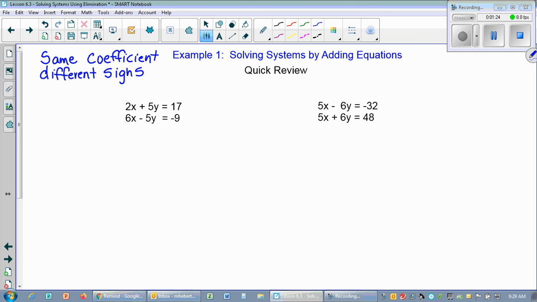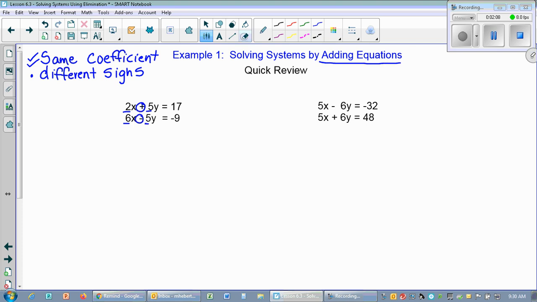So if we look at this first set of equations here, we notice that the coefficient to the first x is 2 and the second x is 6. 2 and 6 are not the same number, so they do not meet the first qualification. As we move to the y, the coefficient of this first y is 5 and the coefficient of the second y is 5. So it meets the qualification. They have the same coefficient. The next qualification, they have to have different signs. We have a positive 5y and a negative 5y. So therefore, we meet the qualifications in order to solve our system by adding the equations.